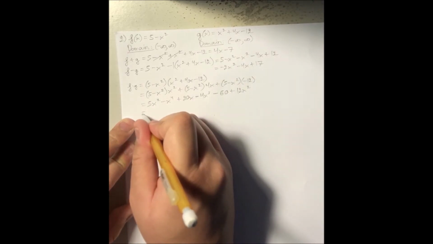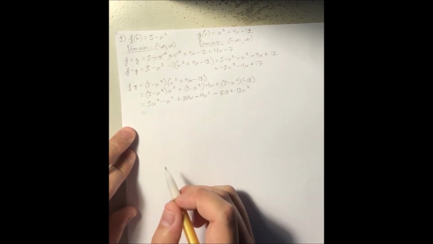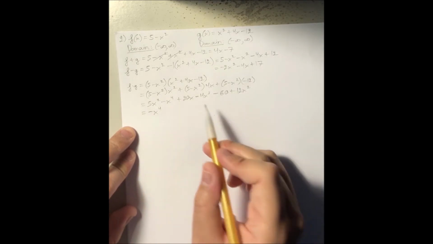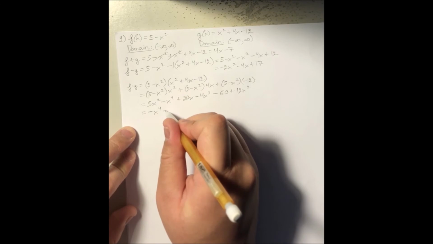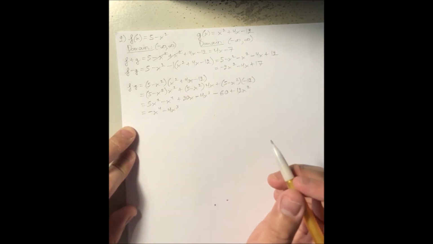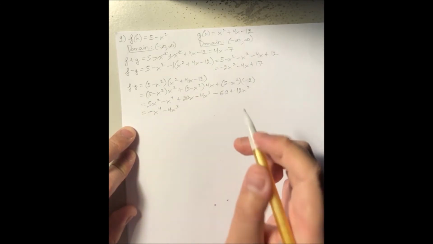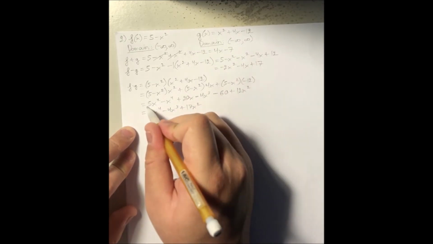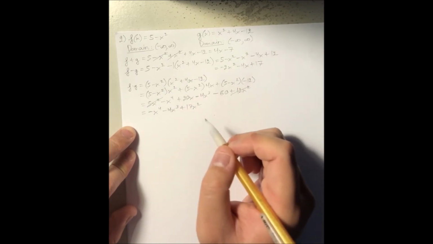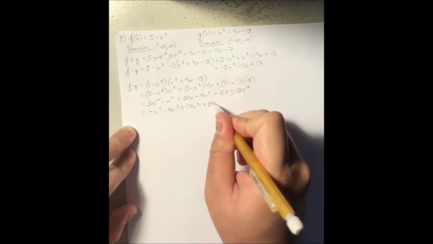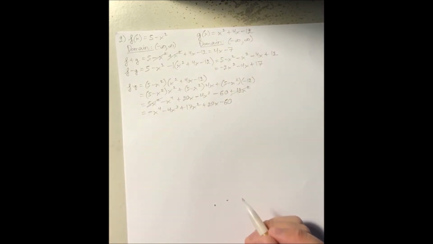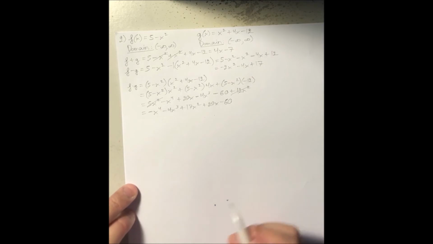Simplifying a little more by combining like terms, we keep the negative x to the 4th. We are also keeping the negative 4x to the 3rd. We are combining like terms of 5x squared and the 12x squared, which is going to be 17x squared. So yeah, keeping the 20x and keeping the minus 60. And I'm not going to try to factor this because it's so long.